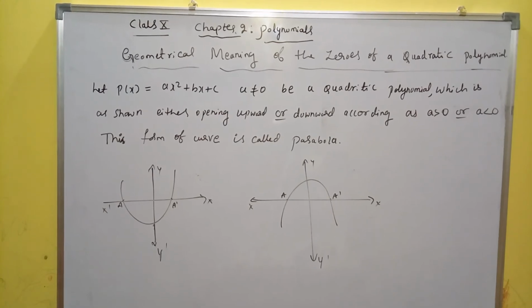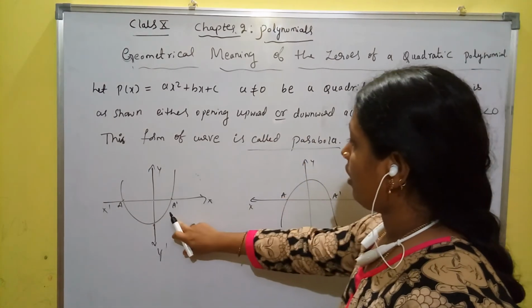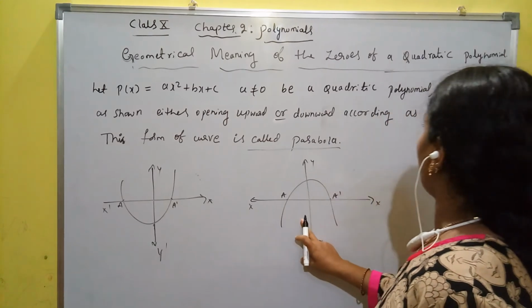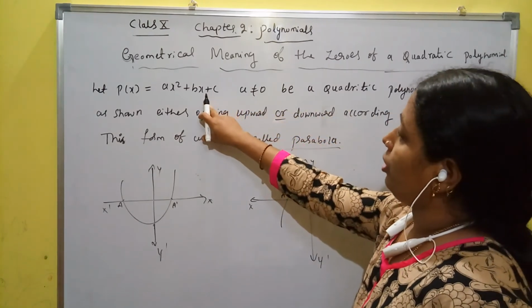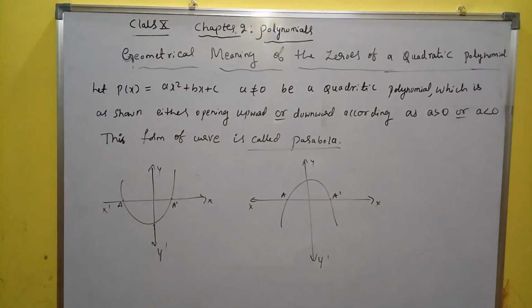This forms a curve called a parabola. That means you can see here it is downward and upward. So now we are discussing the geometrical meaning of the zeros of a polynomial, right?